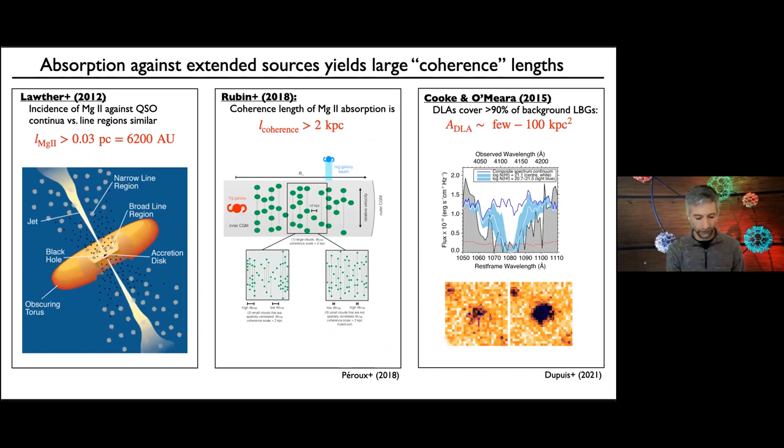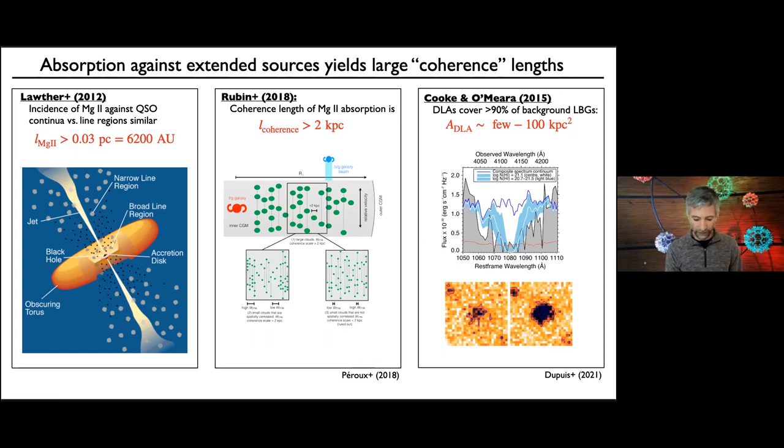There's some evidence from the incidence of magnesium-2 absorption systems against the continuum of quasars, which arises in a very narrow range of the accretion disk, versus the incidence of magnesium-2 systems that you see only on the broad emission lines from quasars. The statistics of those counts are the same. And so that gives you a lower limit on the length scale of the magnesium-2 absorbers, which is bigger than about a few thousand AU.